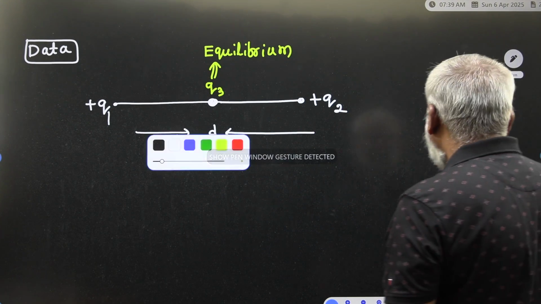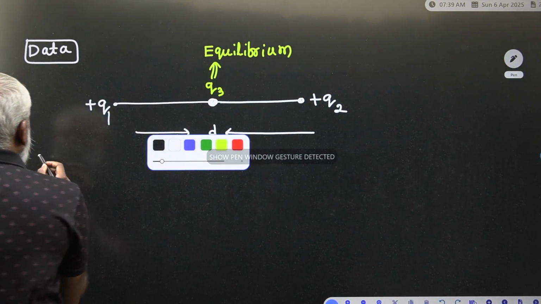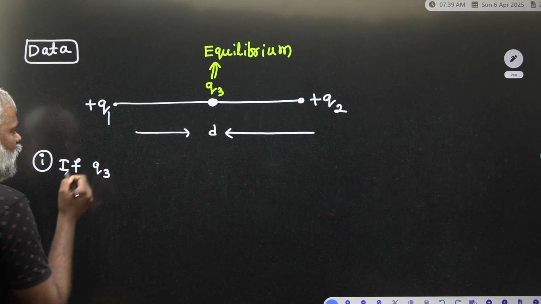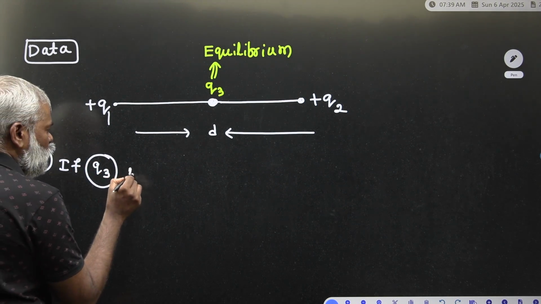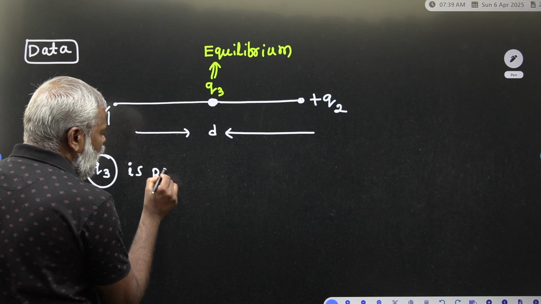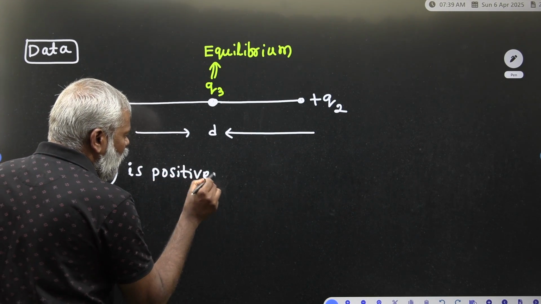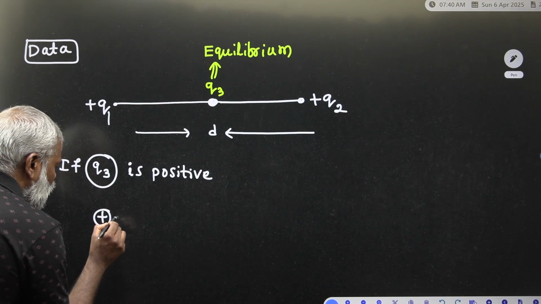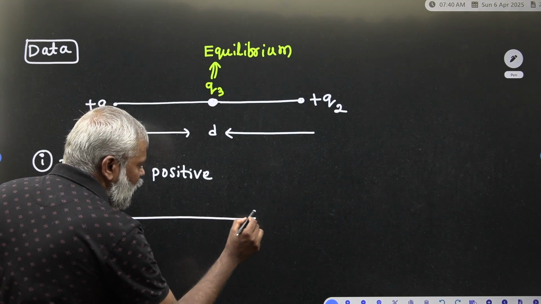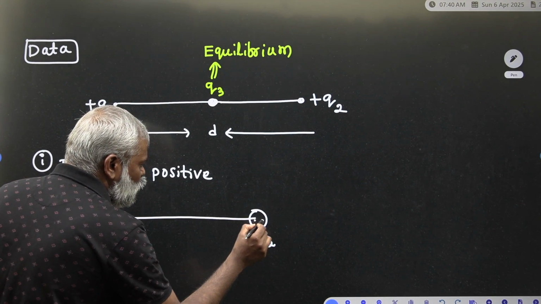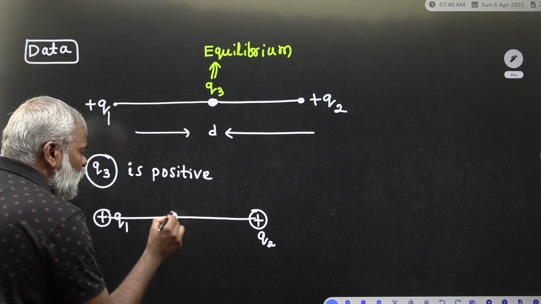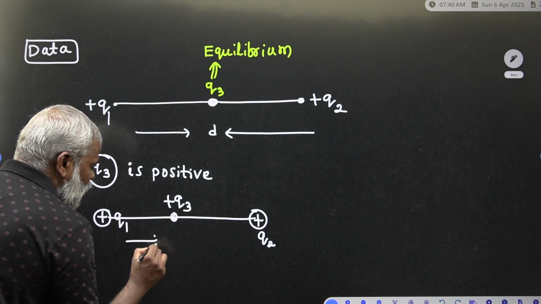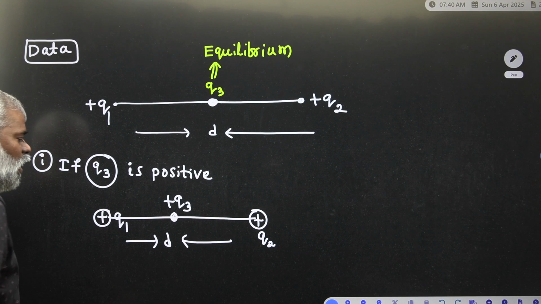First we have to check. Condition 1: if Q3 is positive. So again I am drawing Q1 charge, separated by a certain distance from the Q2 charge. In between, a third charge Q3, which I consider as plus Q3. The distance is d.